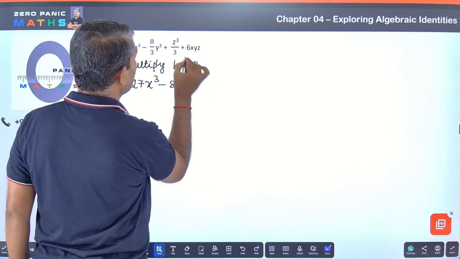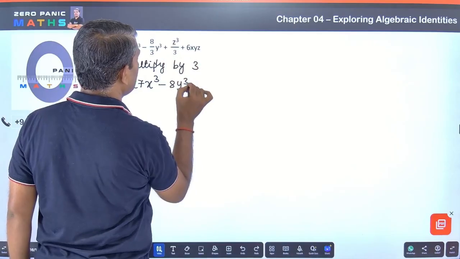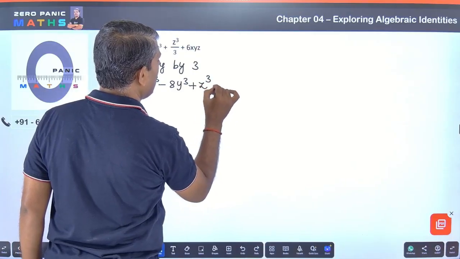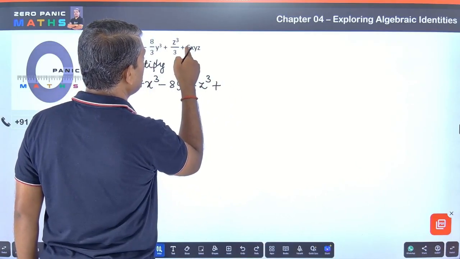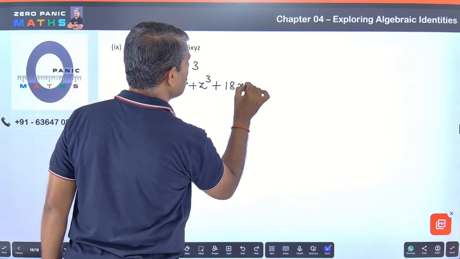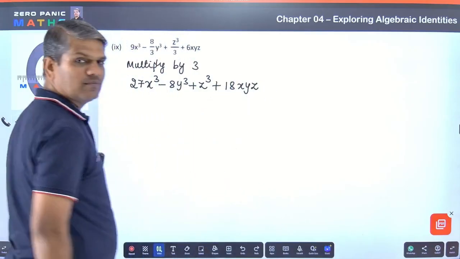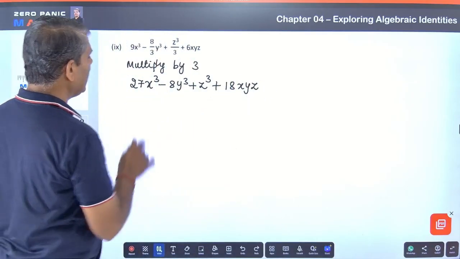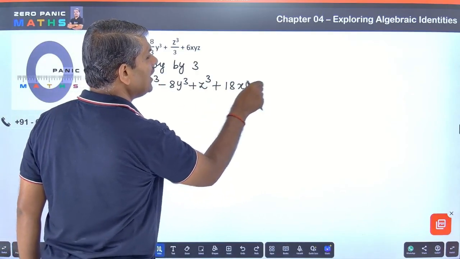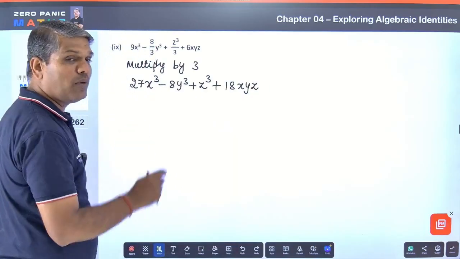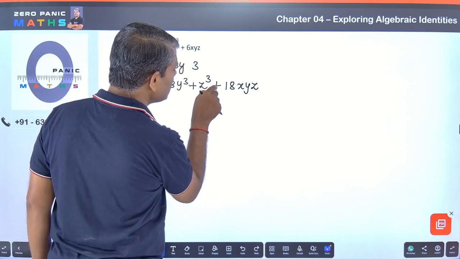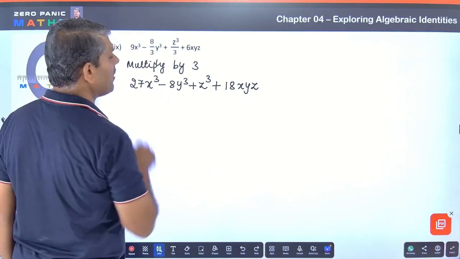Again, if you multiply 3 to this term, this 3 will be getting cancelled and it will remain as z cube, and plus you have to multiply this 6 also with this. Okay, it is 18xyz. Okay, now how is it looking? It is a cube plus b cube plus c cube minus 3abc. That formula will be looking like that, but as I already told, this should be minus and there should not be any minus here.